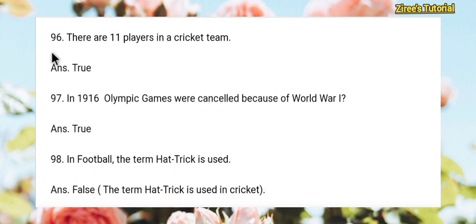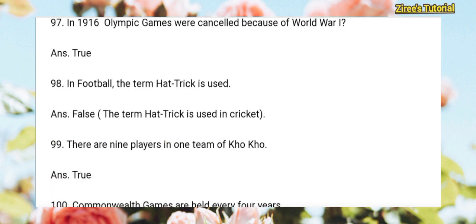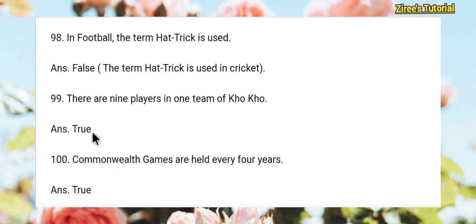Next question. There are 11 players in a cricket team. True. In 1916, Olympic Games were cancelled because of World War I. Answer true. Next question. In football, the term hat-trick is used. False. The term hat-trick is used in cricket only. Next question. There are 9 players in one team of Coco. Answer true. Last question is, Commonwealth Games are held every 4 years.